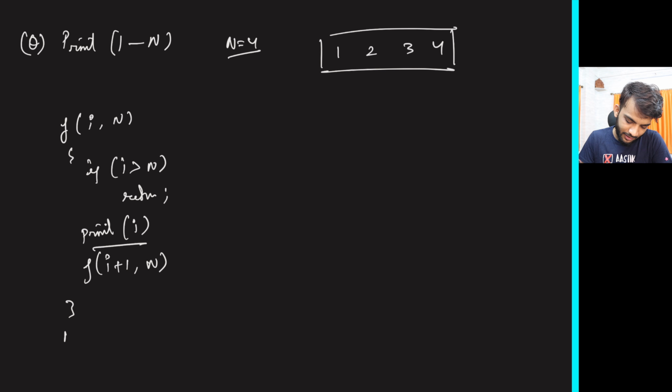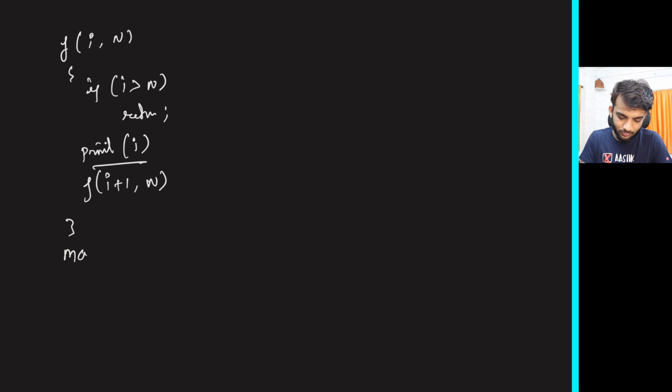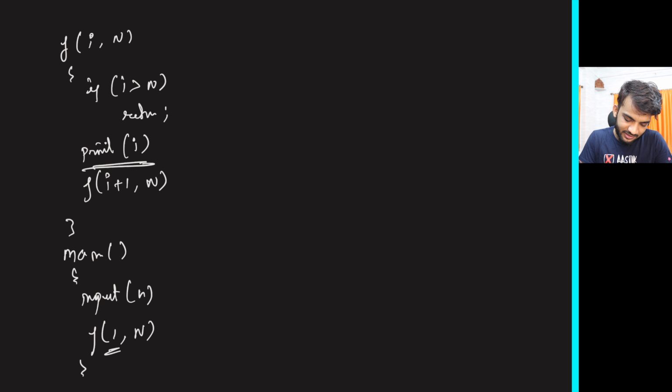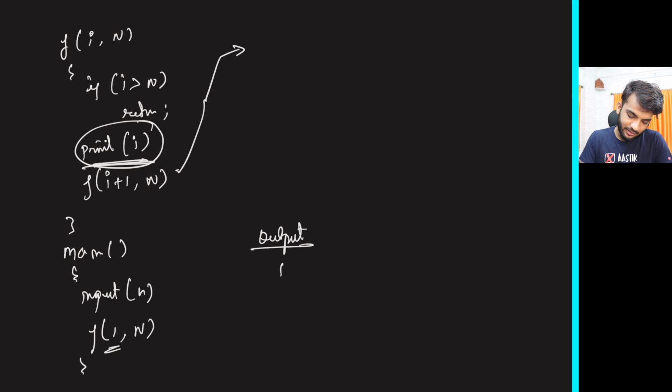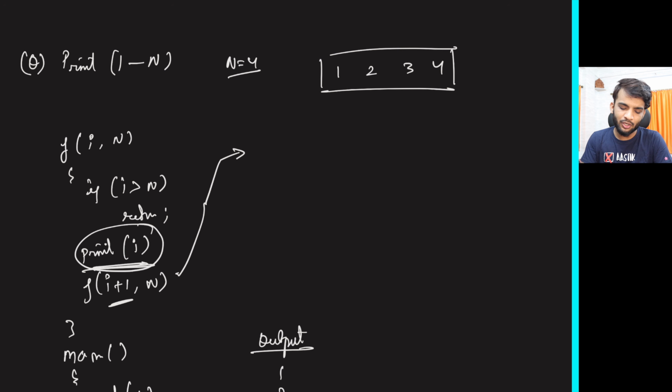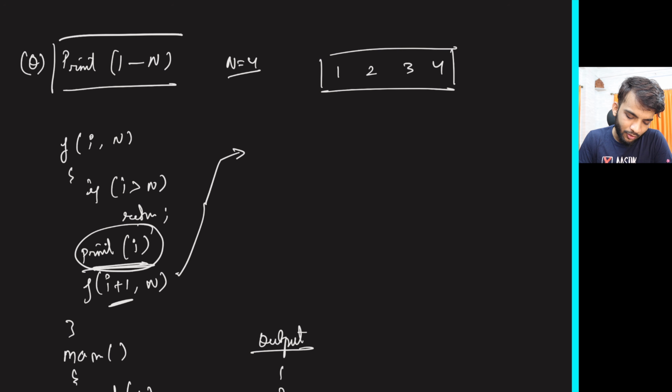So that in the main, you can take the input of n, and then when you call the function with 1 comma n, first time it prints I, which is 1. Next time goes I plus 1, so 2. Similarly, you can just go on printing till whatever your n is. So it was quite similar to the previous one, where I'm easily able to print 1 to n, correct?